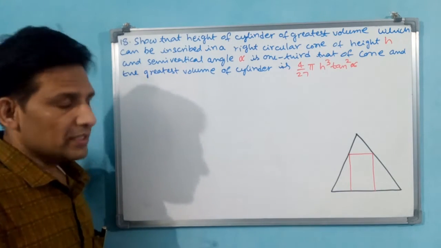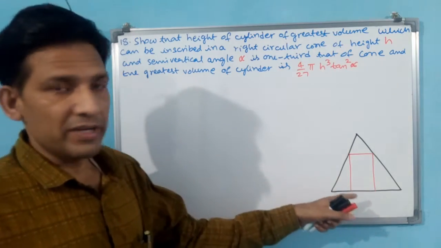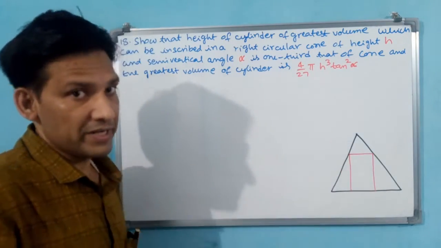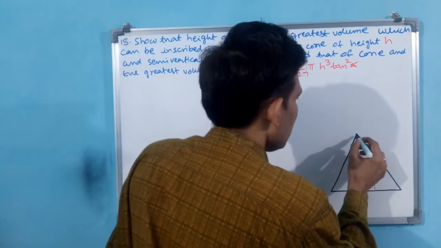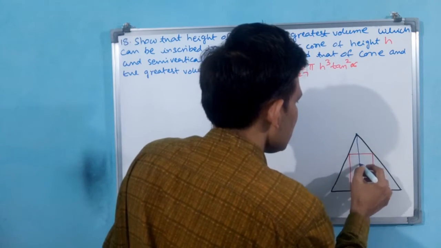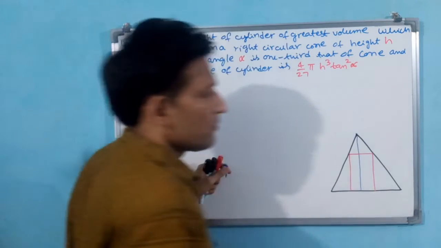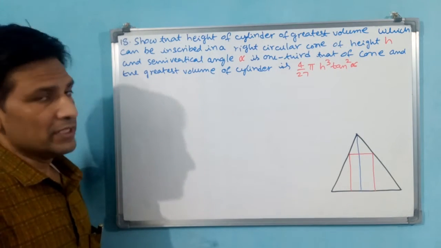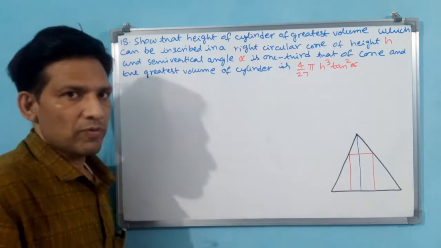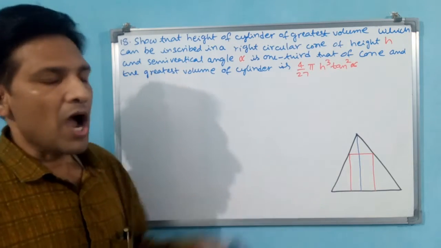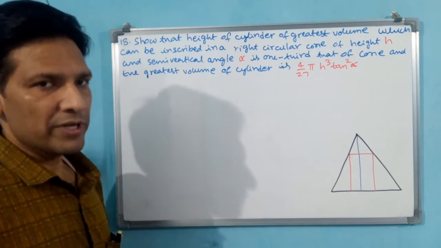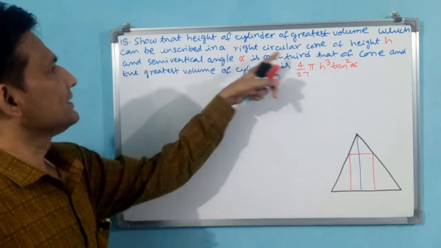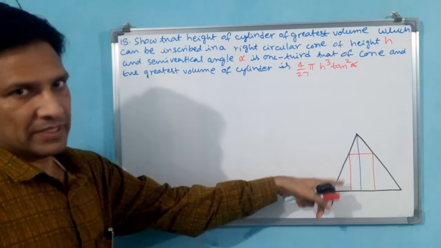Now the cylinder has a height, the cone also has a height. The cylinder has a radius, the cone also has a radius. That is why we should do this question carefully. Show that the height of the cylinder we have to find. How can we take the height of the cylinder? Can we take small h? No. Why? Because for the cone they have given small h. That is why we will take capital H for this.